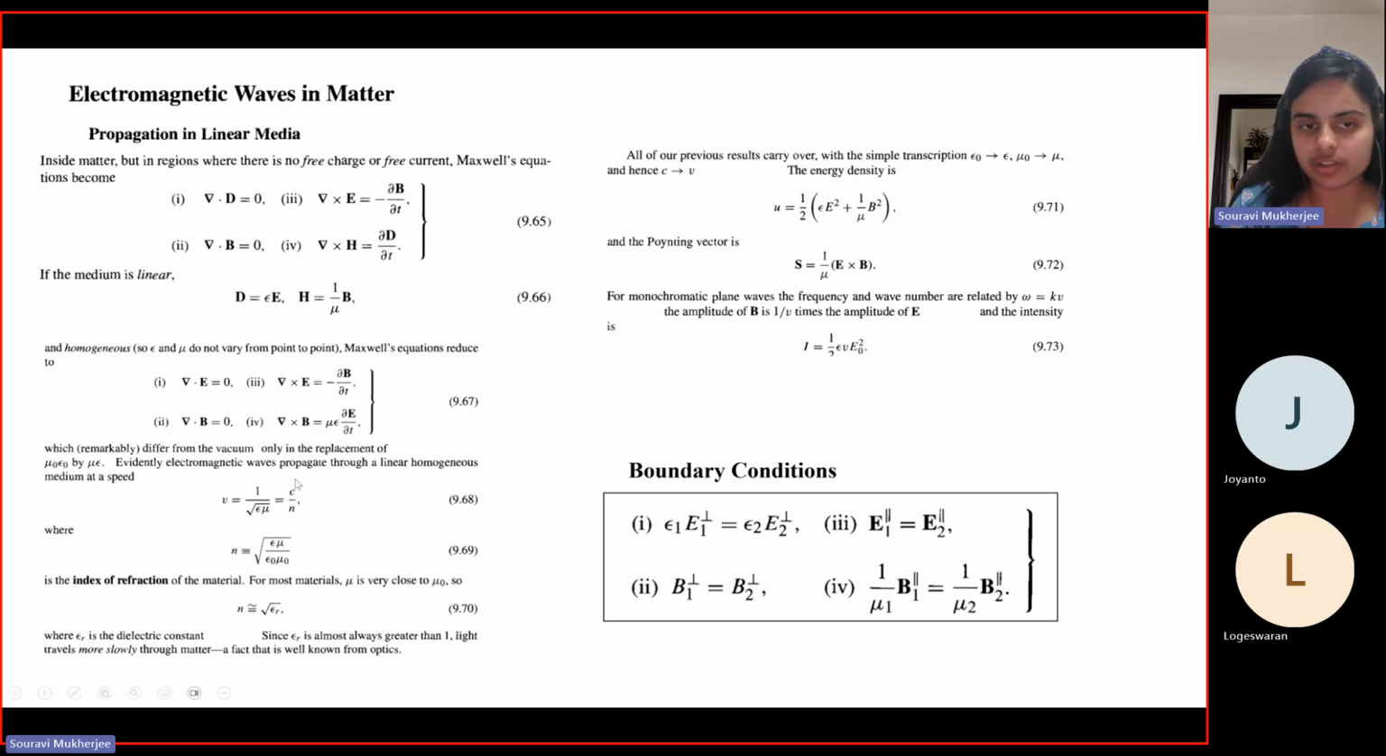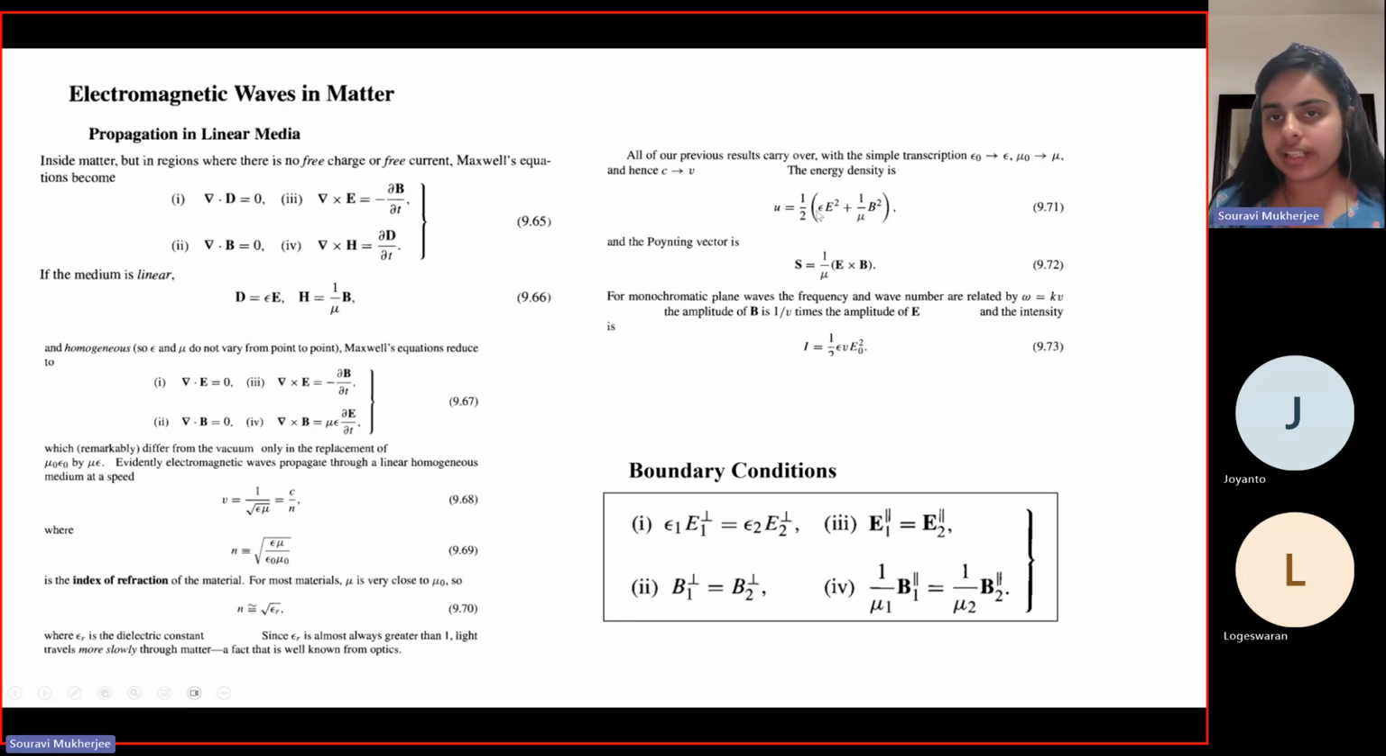So in free space, the velocity is given as c. Here it's given as c by n, where n is your refractive index, which is nothing but the ratio of epsilon mu by epsilon naught mu naught. So if your materials do not differ much in terms of the magnetic properties, then it's basically the ratio of epsilon. Okay. So this is how you define the refractive index.